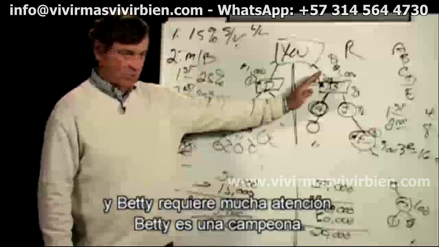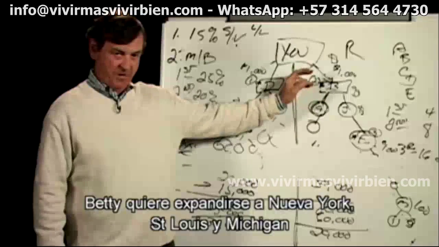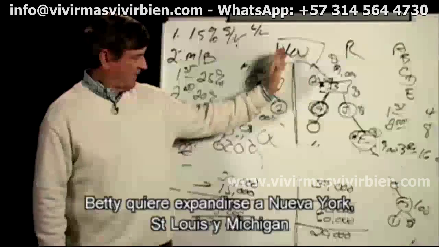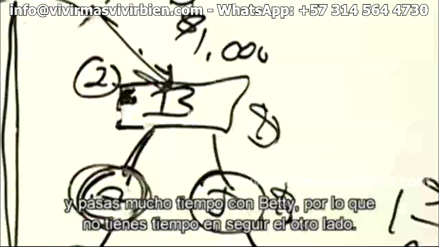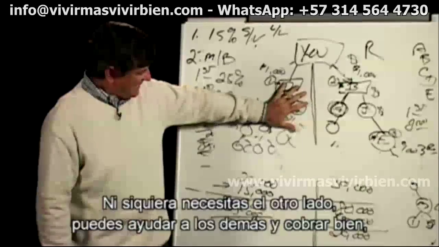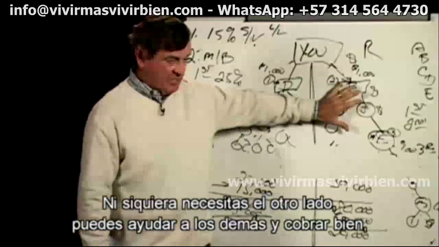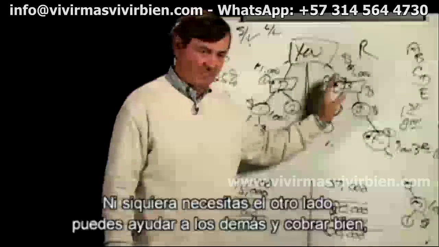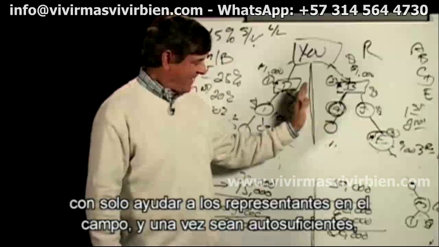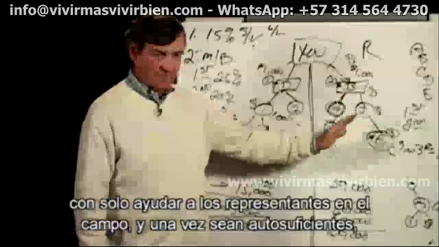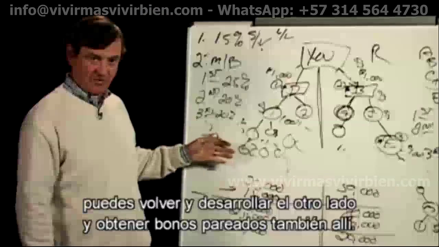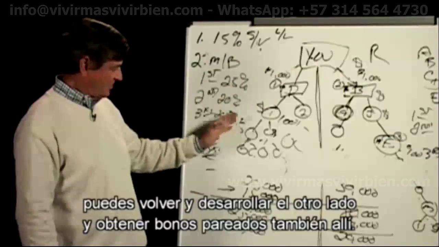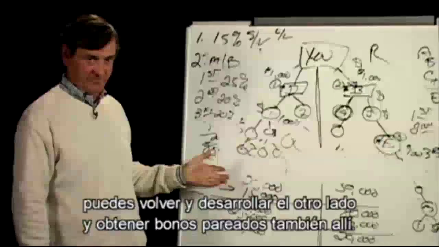And what that enables you to do is, let's say that you're getting started and Betty really requires a lot of attention. Betty is a world beater. Betty just wants to open up New York and St. Louis and Michigan, and you're spending a lot of time with Betty. So you don't really have time to get this other leg ignited. You don't even need this other leg. You can support and get paid very, very well by just adding support to the reps in the field. And once they're self-sufficient, you can come back and develop your other leg and get matching bonuses over here. Powerful.